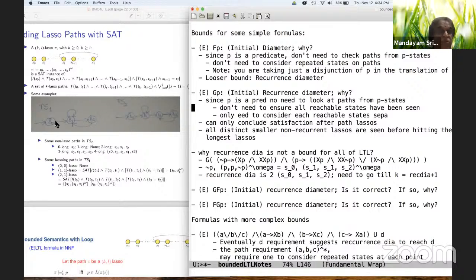If you just use the recurrence diameter, then S0, S1, S2 is as far as you go. So you will have to consider a path that is longer than the path defined by the recurrence diameter, because the path S1, S0, S1, S2 going back to S1 does not satisfy this property.